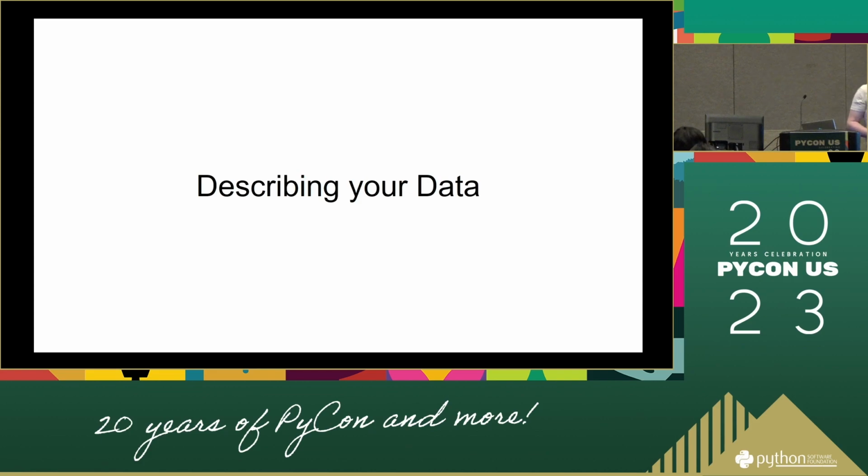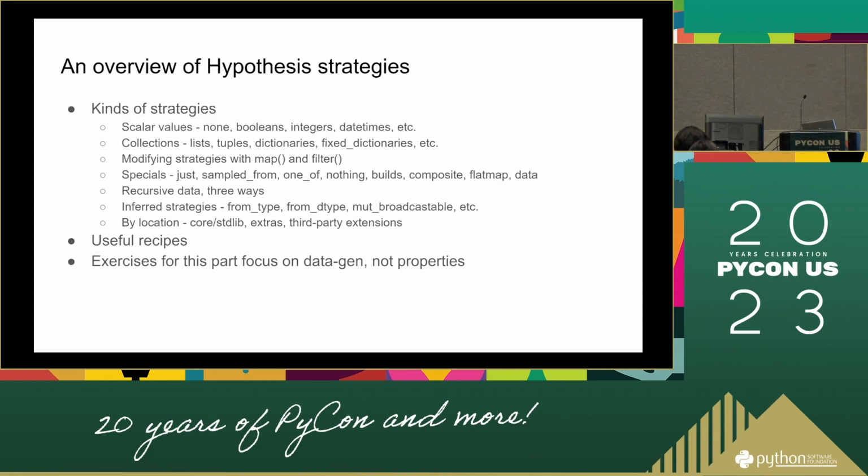So the second part, now that we know what property-based testing is, talks about how to describe the specific data that you might want to generate using Hypothesis. There are a number of different kinds of what we call strategies. Strategies are those things like the lists and the floats that I showed you, which describe what the data should be. Hypothesis comes with built-in strategies for things like scalar values, the various numbers or strings that you might want to generate. For collections, where you can say, I want lists where the elements are drawn from some other strategy, or I want sets or tuples or dictionaries. You can modify strategies with the map and filter thing, and there are a variety of special cases that we'll walk through with specific slides.